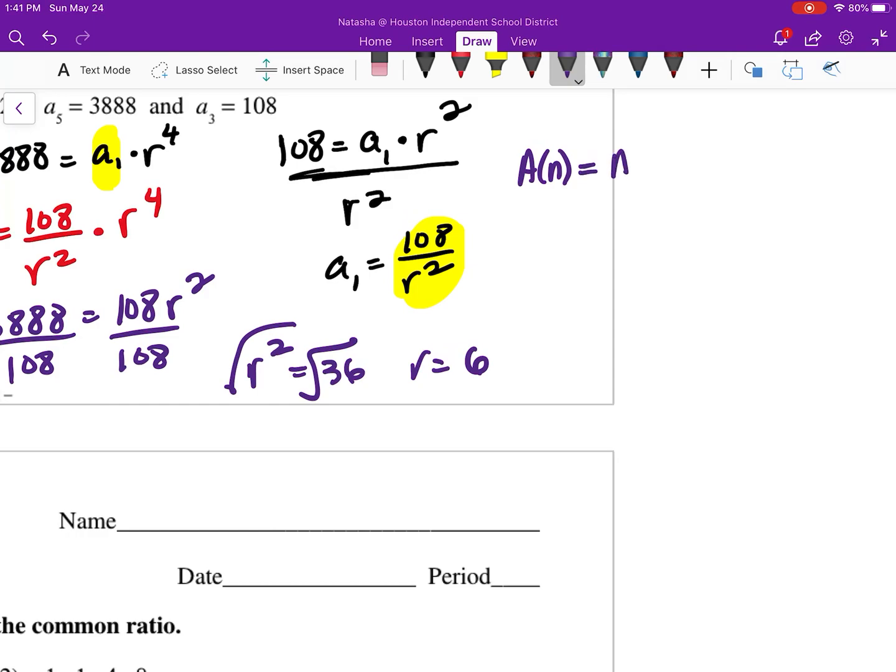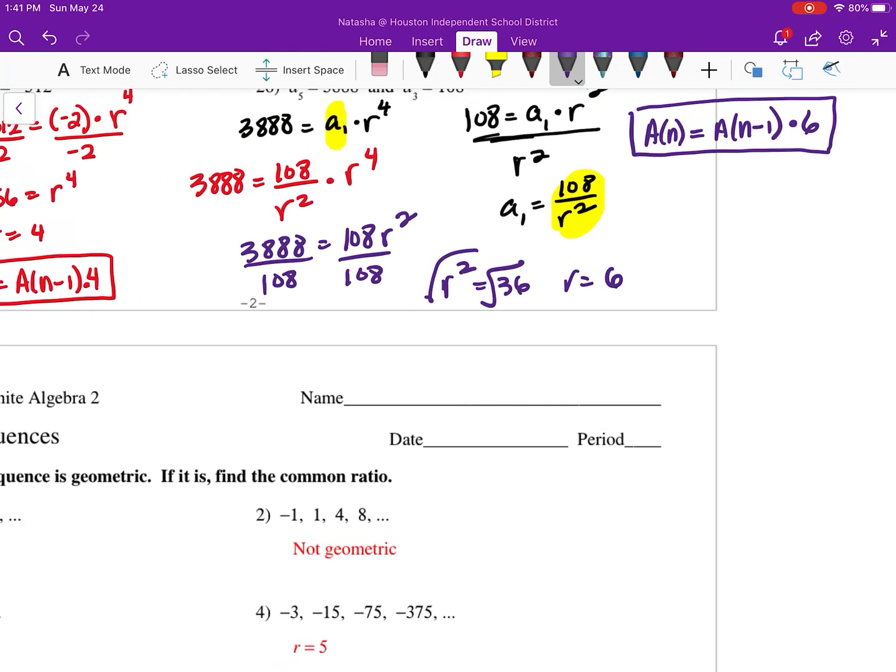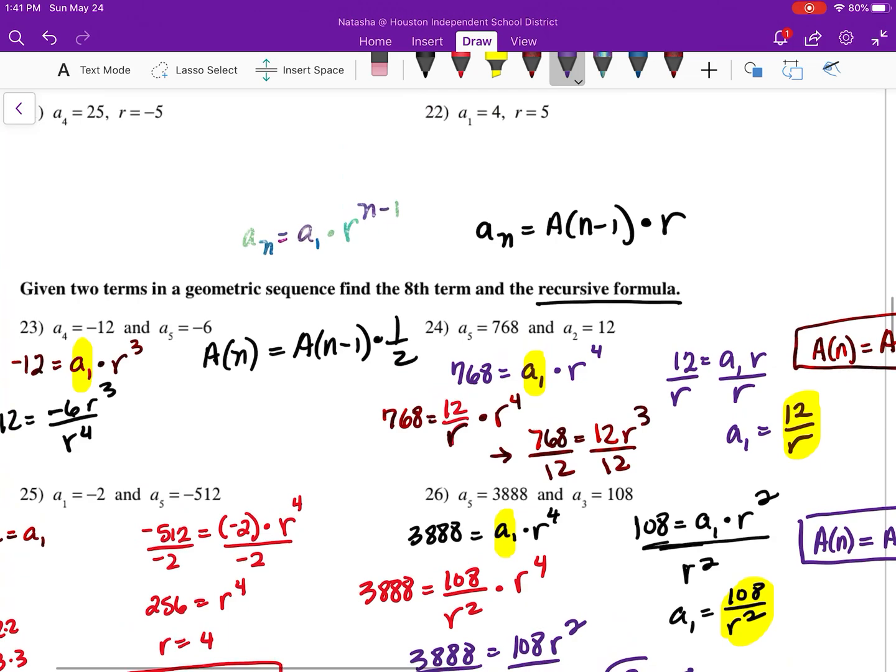So our explicit formula is going to be, I keep saying explicit, our recursive formula is going to be an minus 1 times 6.